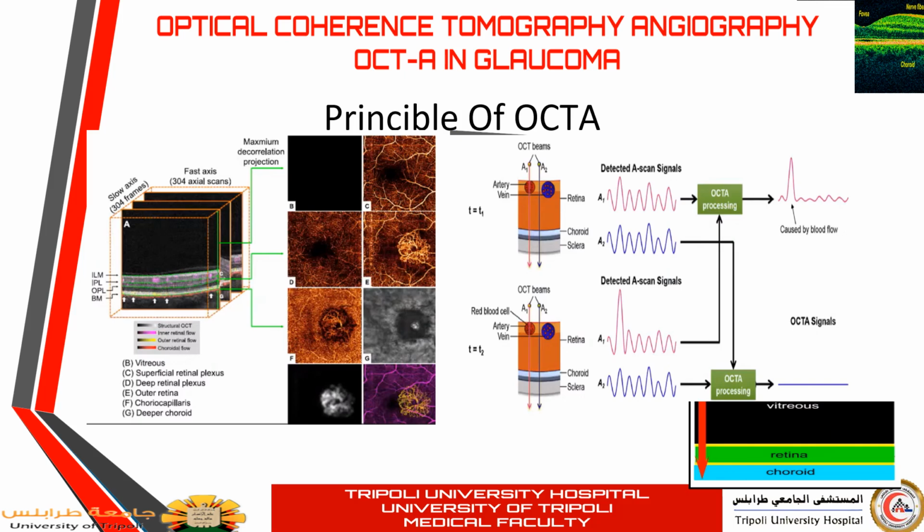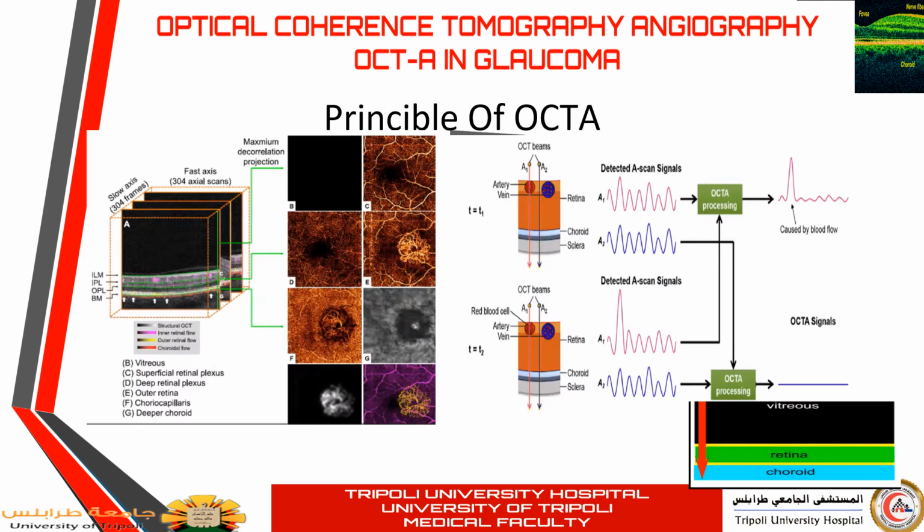And this is the principle of image formation. This image formation is called the A scans. Now, different and multiple A scans will form the B scan, and multiple B scan pictures will form the three-dimensional image that is the basis of the structural OCT.